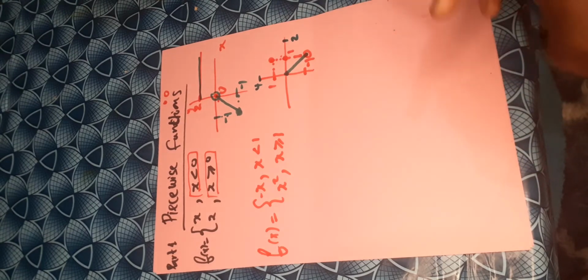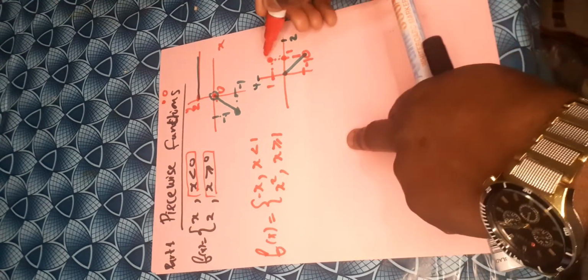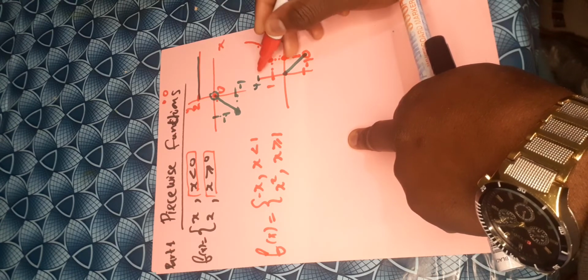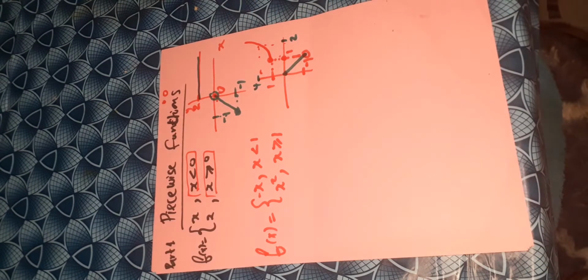All right? So how will my graph look like? And I notice that this is positive. It's going to be like this. And then it continues and so on. All right? This is it.